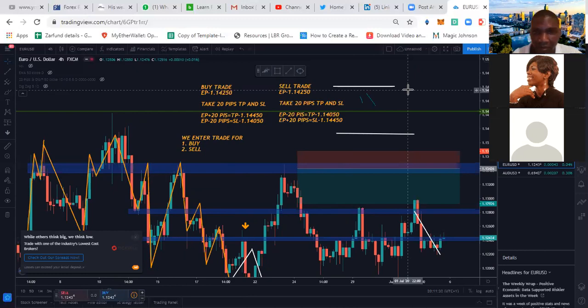Look at the screen. This is buy. This is sell. Look at the numbers. For buy, you have TP as EP plus 20 pips. This is the price. For stop loss, you have EP minus 20 pips. This is the price. For sell, for TP, you have EP minus 20 pips. That's the TP for a sell. Then the stop loss for the sell trade is EP plus 20 pips. That's the stop loss for a sell trade. And you can see the number there.